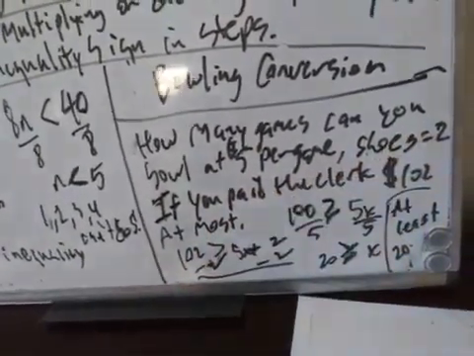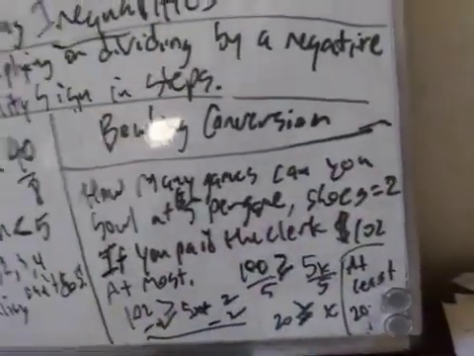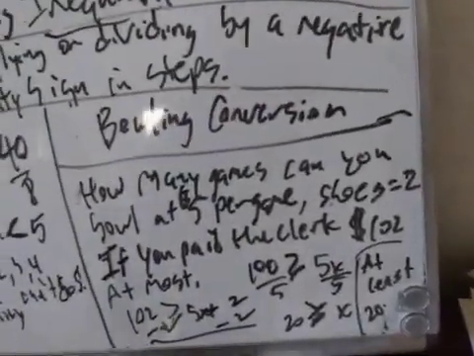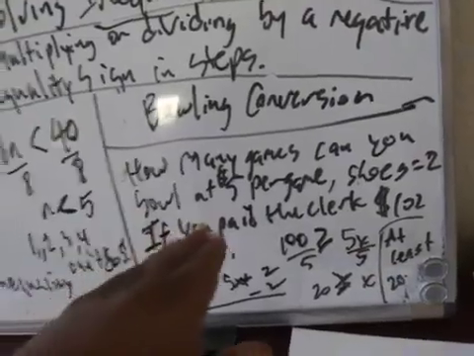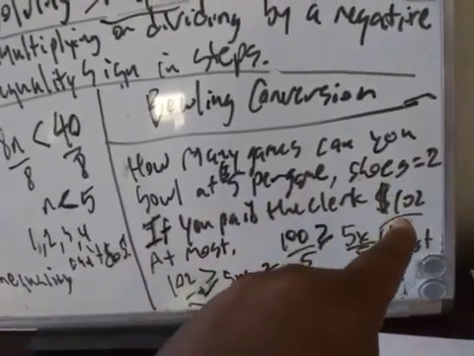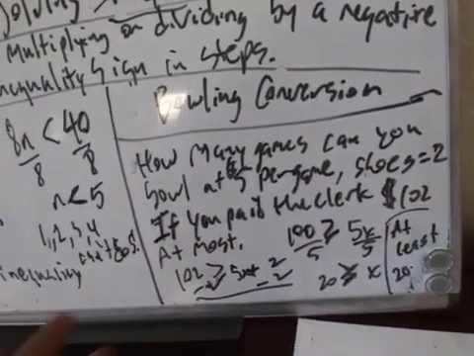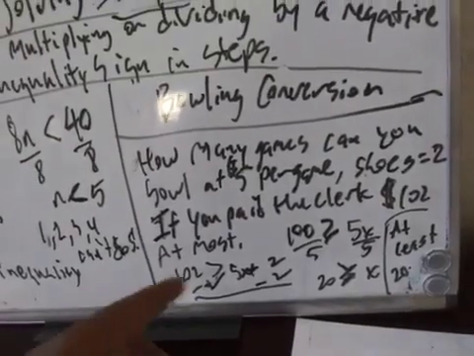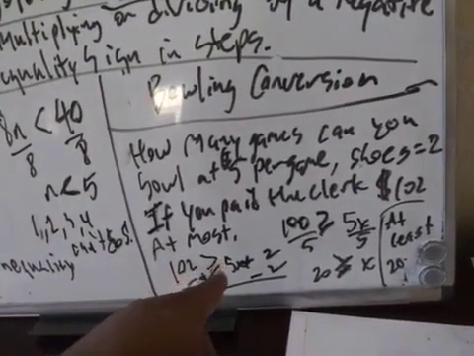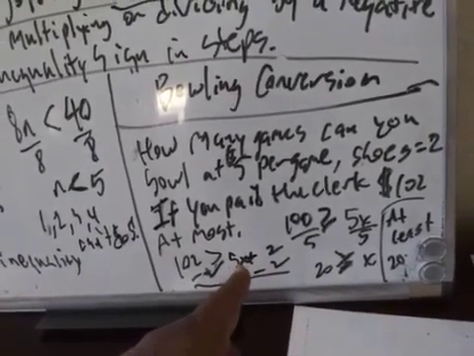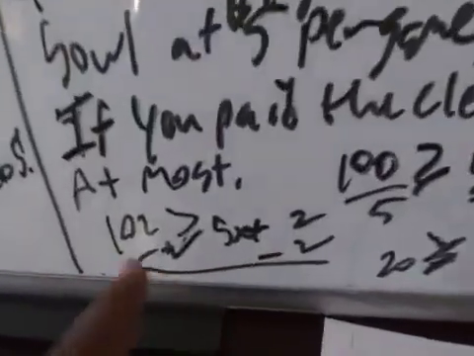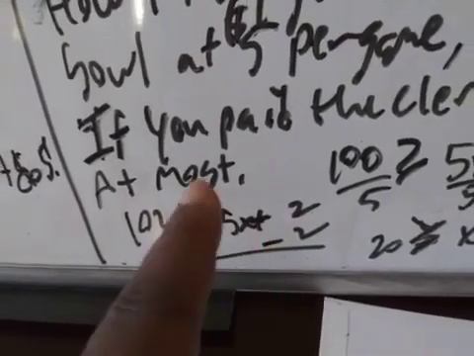Shoes cost $2. You want to buy your shoes too, unless you come in with your own, because if you come with your own, they better be right, or it should be sliding across the alley, right? If you pay the clerk $102 at most, how many games at most can you play? Well, 102 has to be greater than what you're doing. So it's $5 per game, so it'll be 5x plus 2. And you've got to solve for x.